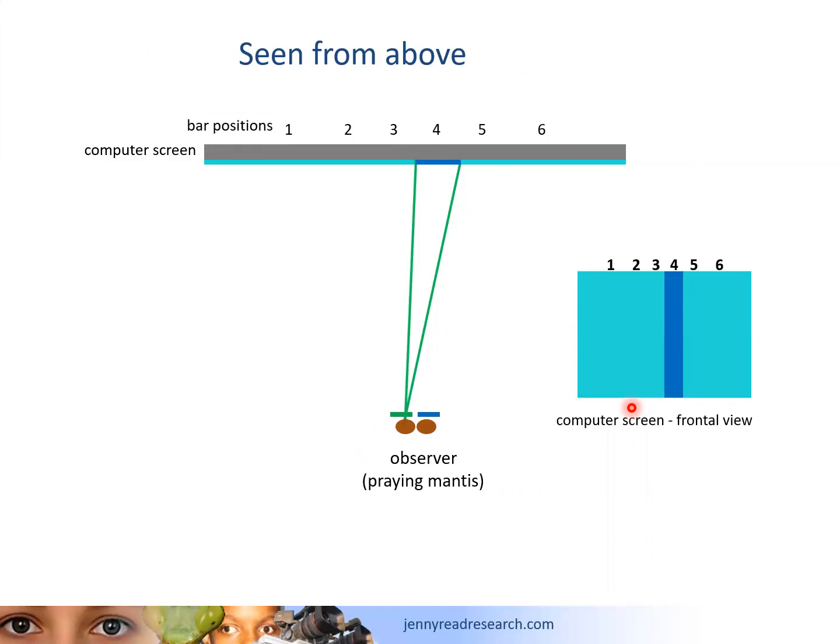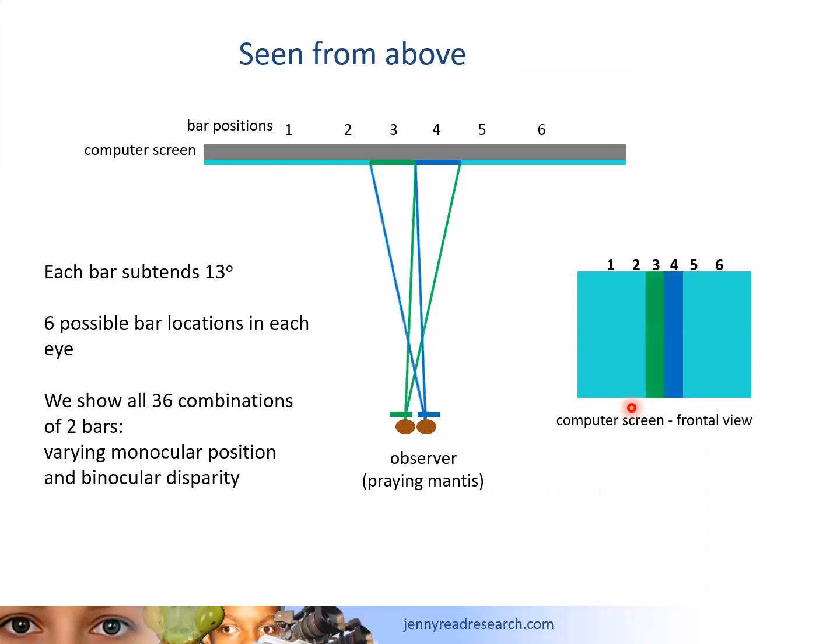So we use only 6 different bar positions. Luckily, mantids like big prey. They typically strike best for prey that's about 10 degrees in diameter, so we use 13 degrees for the diameter of these bars. We made them vertical so we didn't have to worry about narrowing down to find their vertical location. And of course, we wanted to vary the horizontal position to look at the disparity. So we have 6 different positions, and then we present pairs of these bars.